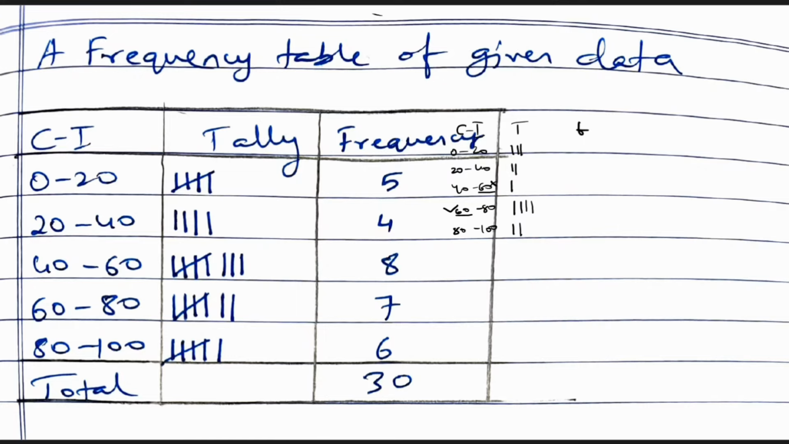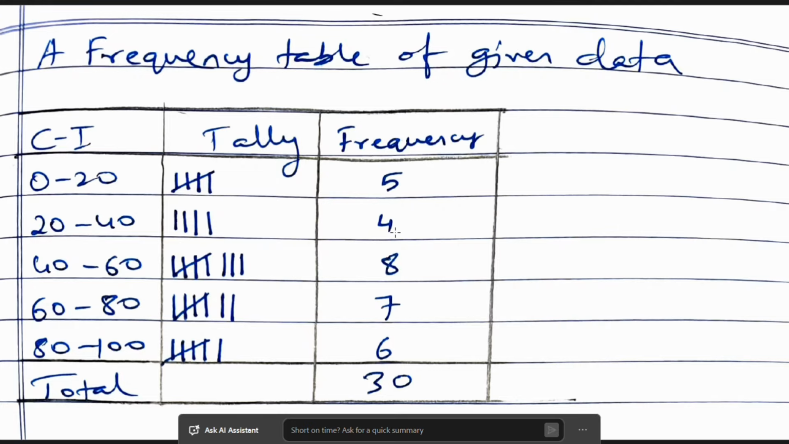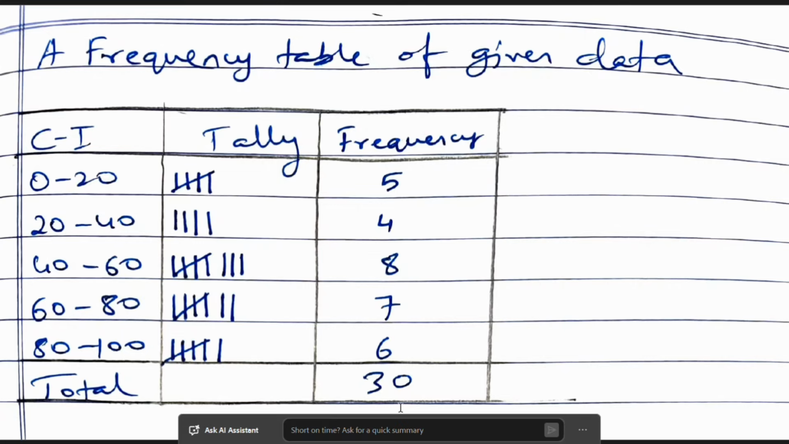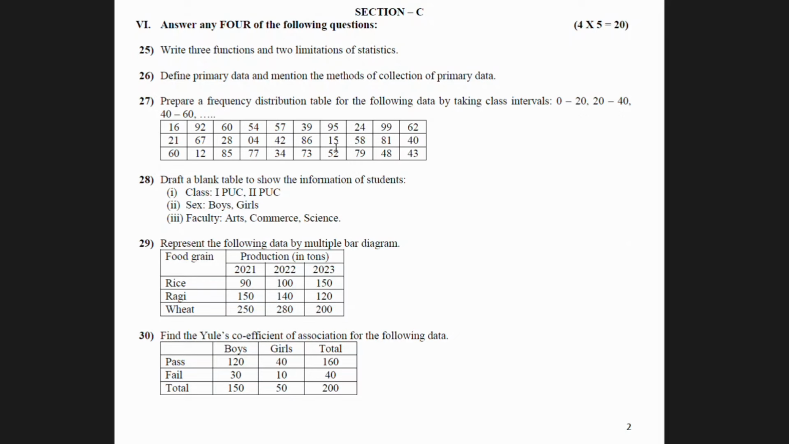So 1 minute. The first interval contains 5, next contains 4, next contains 8, next one contains 7, and the last one contains 6. So the total is 5 plus 4, 9. 9 plus 8, 17. 17 plus 7, 24. 24 plus 6, 30. So you have 30 values, and the given values are also 30.